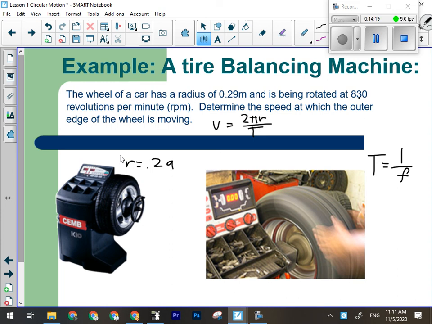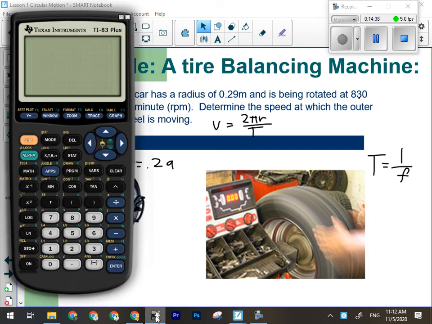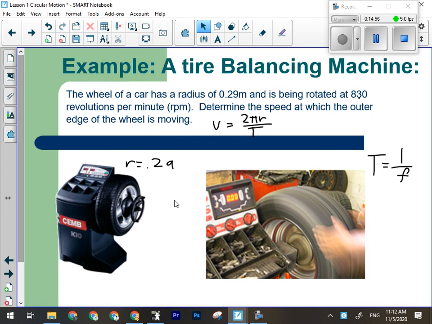Now, do I want my period in minutes or seconds? Can I figure out how many revolutions per second this is? What do I divide that number by? That's the number of revolutions in a minute. I want the number of revolutions in a second. It's divided by 60. So the number of revolutions per second here is 13.8. So this tire goes around 13.8 times per second. Is that pretty fast? That's really fast.